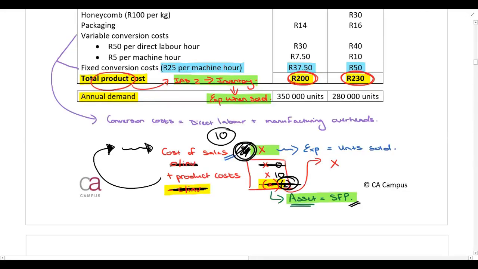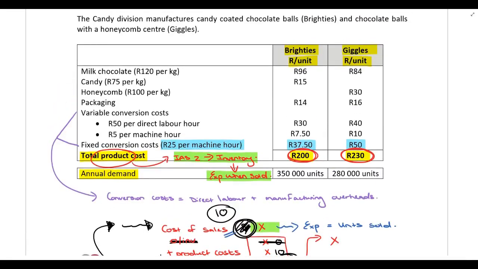Then for the variable costs, most of them are all given. We've got the variable cost per unit for each of the products: for milk chocolate, for candy, for honeycomb, for packaging. And then for the variable conversion costs, the variable conversion costs that vary with direct labor, and the variable conversion costs that vary with machine hours. Obviously, don't take the fixed conversion costs into account, because we dealt with that when we calculated total fixed costs.